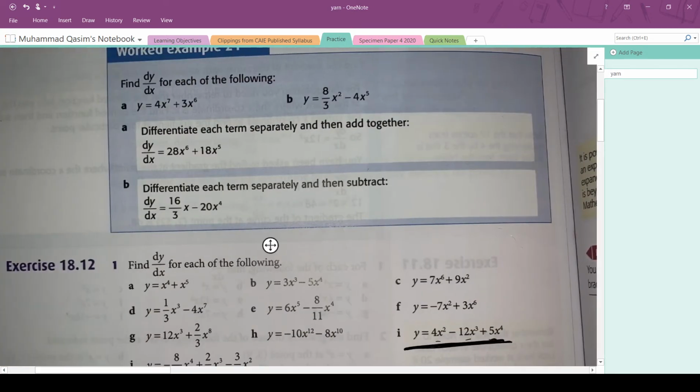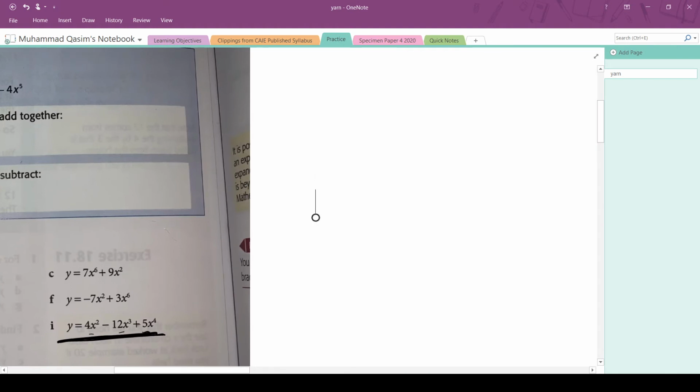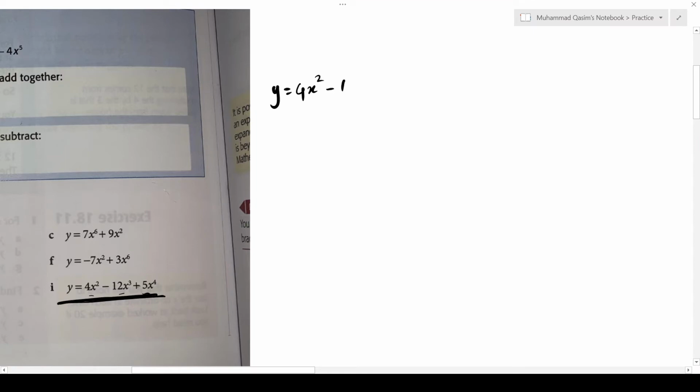Now the question is y equals 4x squared minus 12x cubed plus 5x to the power 4.